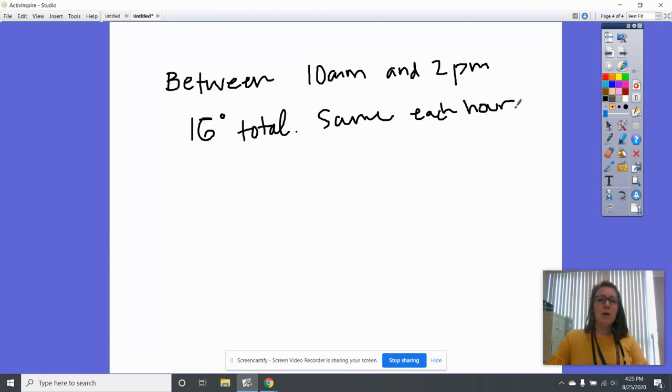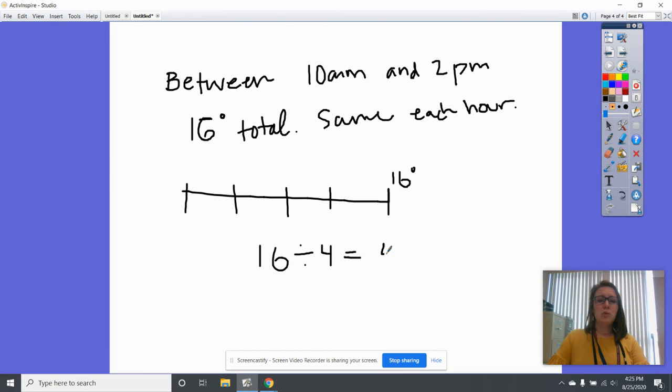So in order to figure out how much it changed each hour, we first have to figure out how many hours there are. 10 to 11 to 12 to 1 to 2. That's a total of 4 hours, and it was 16 degrees total. So we're taking our 16 degrees total and splitting it up into 4 sections. When we split up, that means we divide. So we're going to do 16 divided by 4, which equals 4.